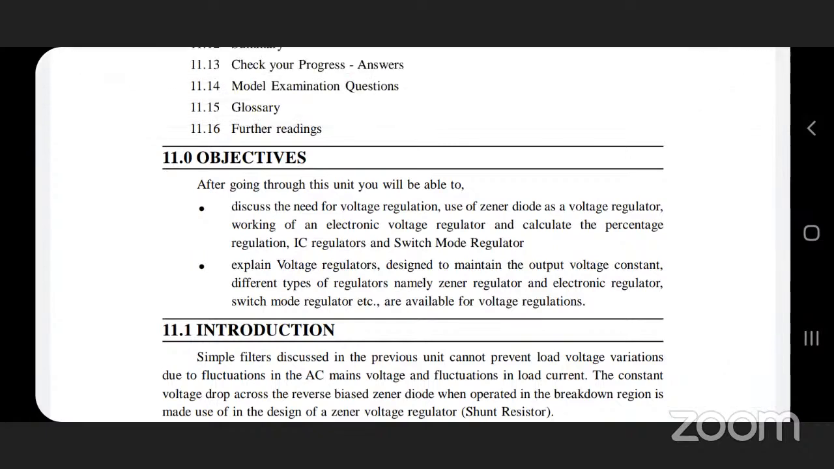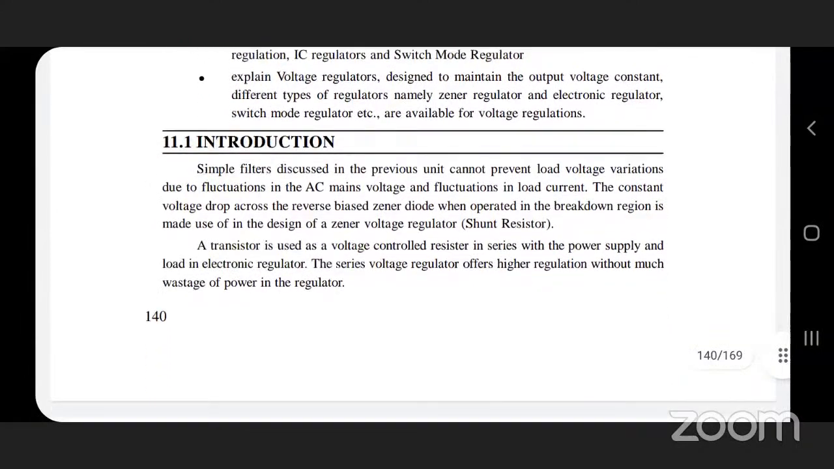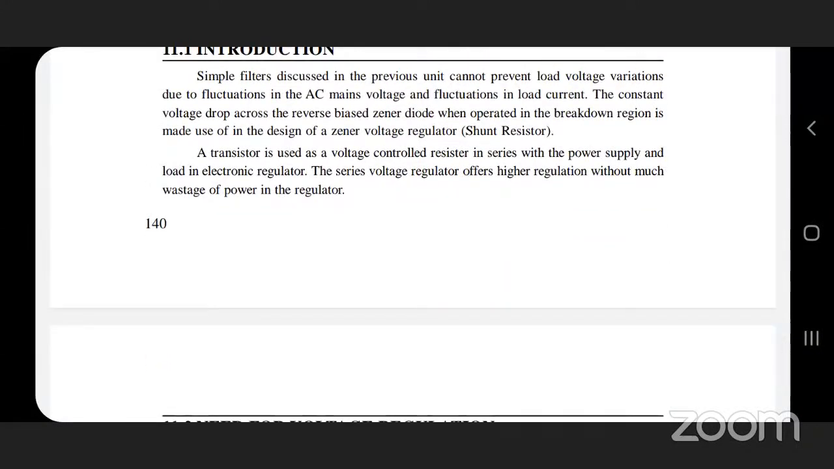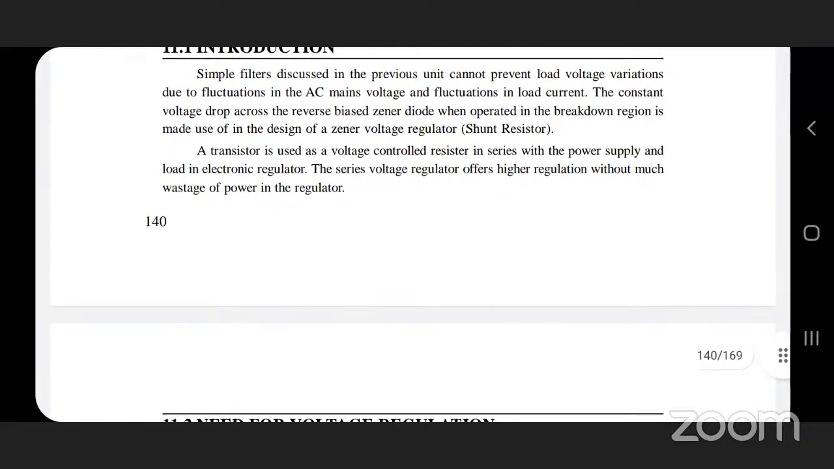That means when fluctuations take place, higher voltage or lower voltage, continuously, how do we stabilize and get a constant voltage? That is called regulated. So let us discuss the introduction portion of this voltage regulation. First, simple filters.